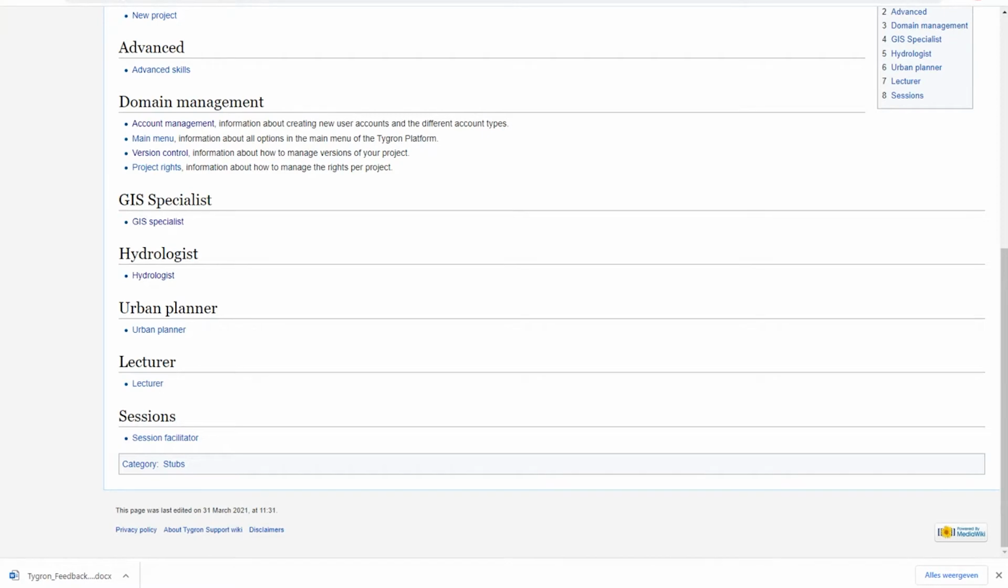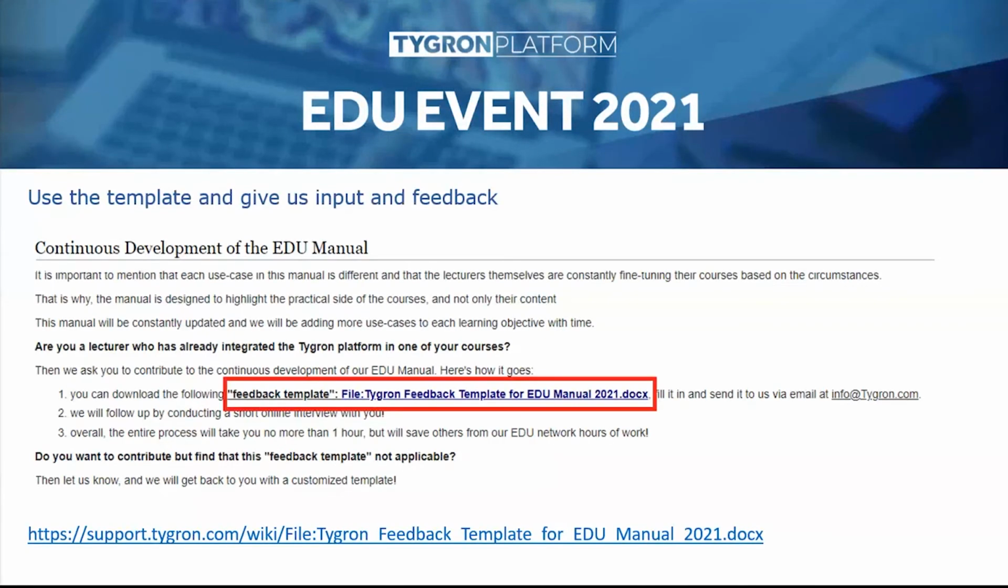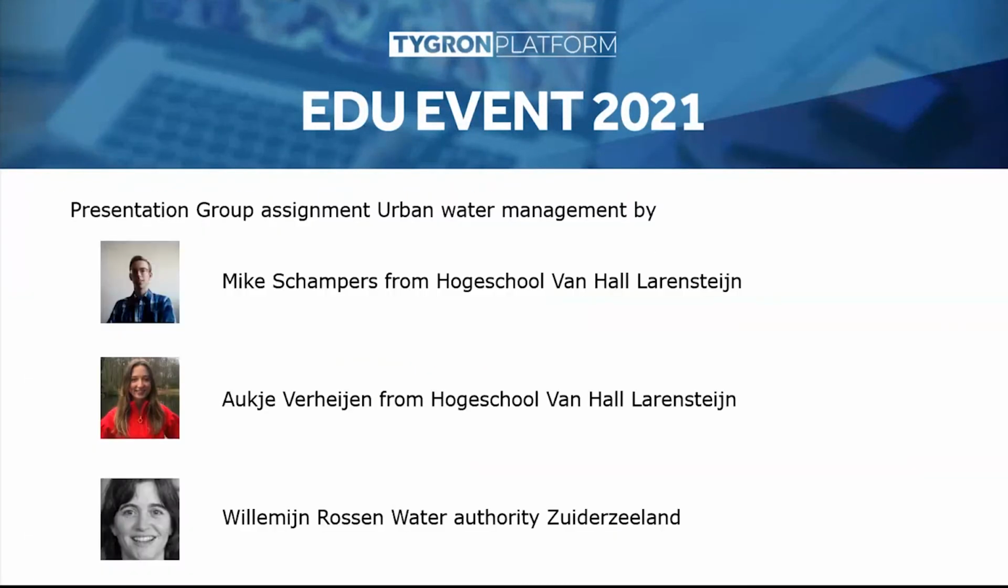Yeah, well, I think then I want to give the stage to our next presenters. I went over all these things. Mike Schampers, Aukje Verheijen, and Willemijn Rossen are here to share with us their group assignment about urban water management. And I will just give the stage to you guys and come back to other things later on.